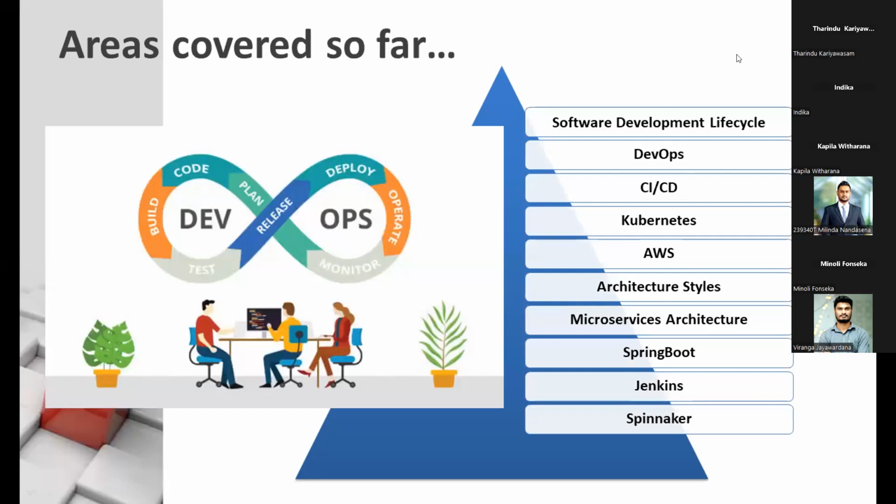So basically, these are the areas we have covered so far. I'm pretty sure you can remember, from day one we discussed the software development life cycle, and also DevOps. A lot of things we discussed under DevOps: the key areas, the pros and cons of DevOps, as well as CI/CD, and what tools and technologies we used in CI/CD. We also discussed Kubernetes and AWS. I think under AWS we covered almost everything.